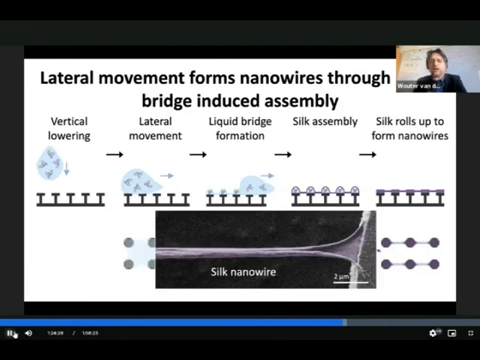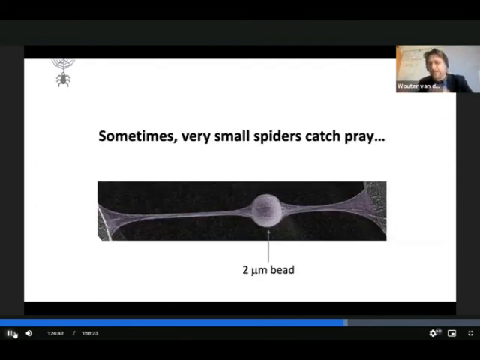And this is how they look in an SEM. They are only 200 nanometer, these wires. They're basically rolled up, but they're only 200 nanometer in diameter. They can be between 5 and 50 micrometer long. And here, sometimes you can catch beautiful beads in such wires.